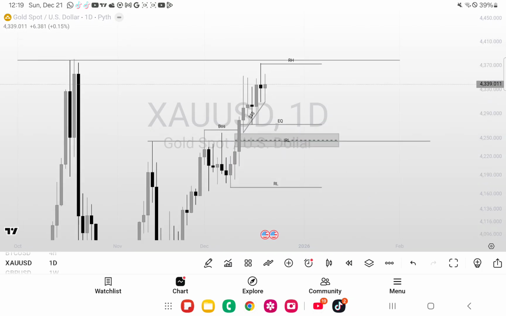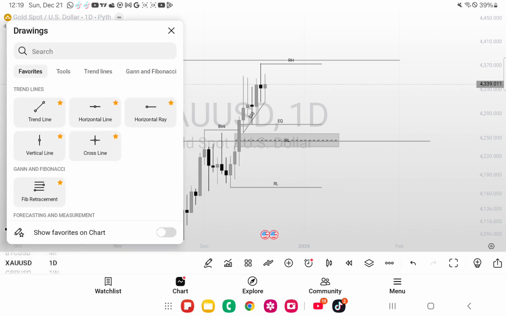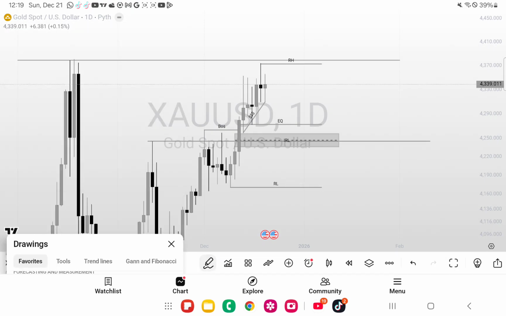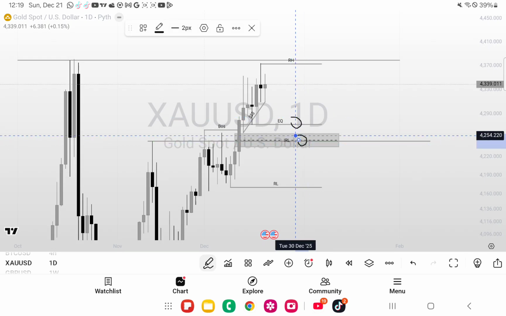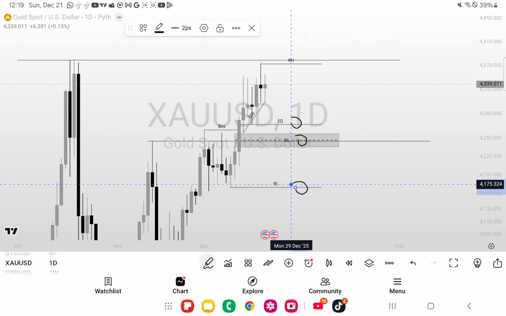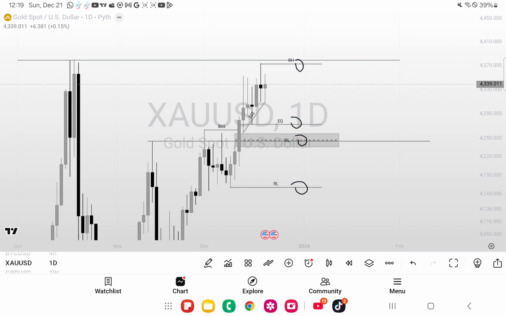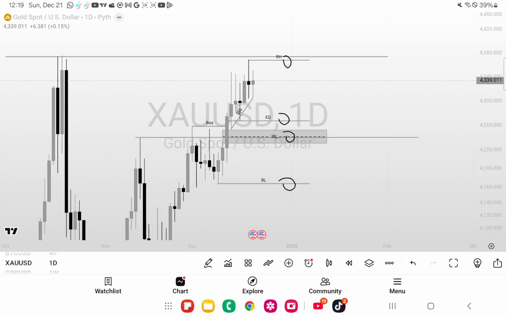So within this range, we have 3 key levels now. We have this key level, which is the equilibrium. We have this internal range liquidity. We have this range low, and we have this range high. So those are the key levels that we have within this range.